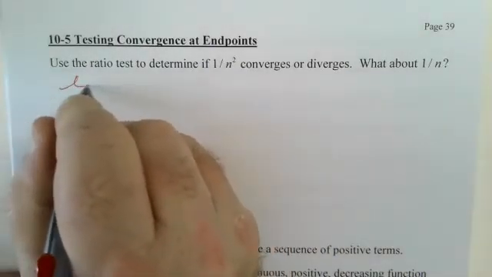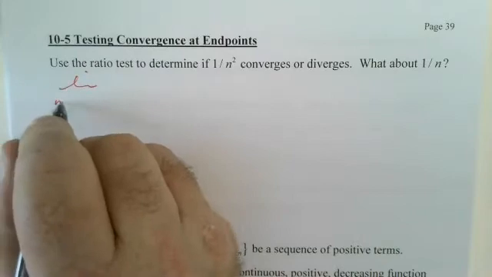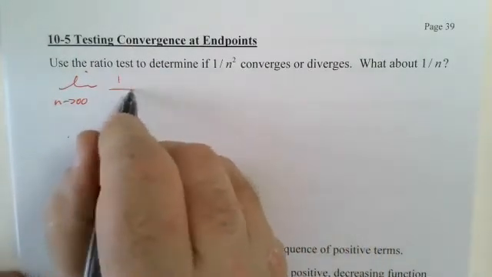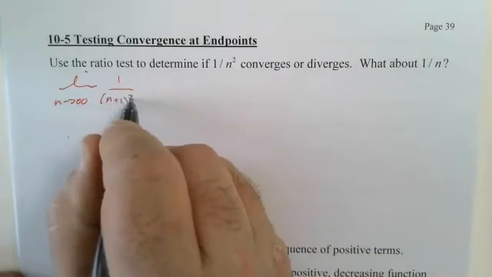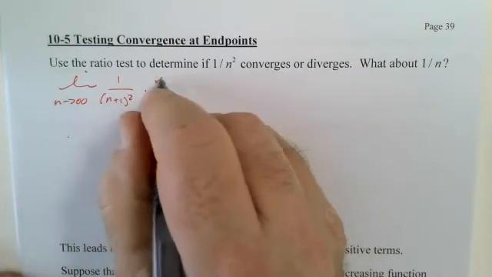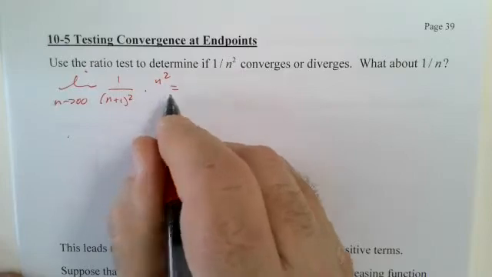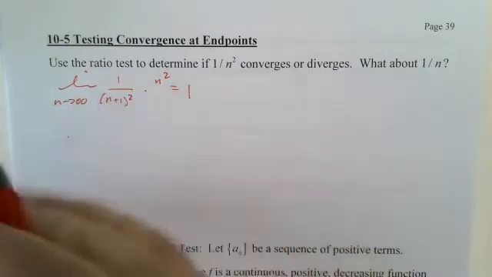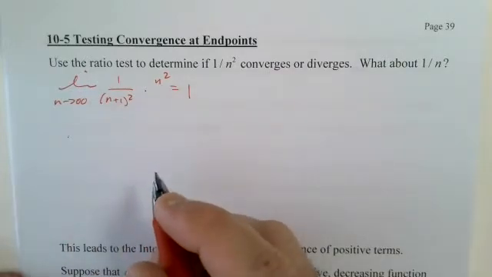Limit as n goes to infinity, 1 over n squared. So we go with 1 over n plus 1 squared divided by 1 over n squared, which is 1. n squared over n squared, 1. So that's inconclusive.